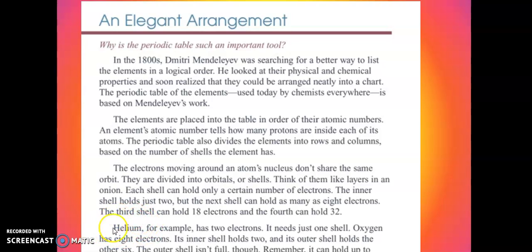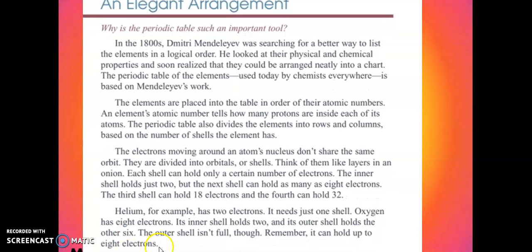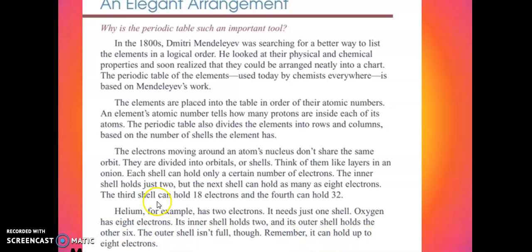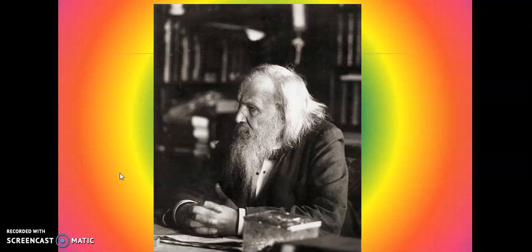Helium, for example, is the name of one element. It has 2 electrons. It needs just 1 shell. Oxygen, for example, is another element. It has 8 electrons. Its inner shell holds 2, and its outer shell holds the other 6. The outer shell is not full, remember, it can hold up to 8 electrons. It's only one example. This reading is only giving you an example.